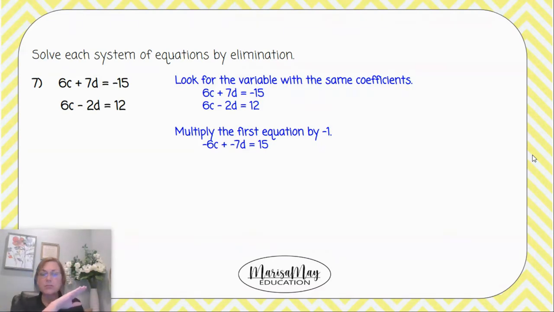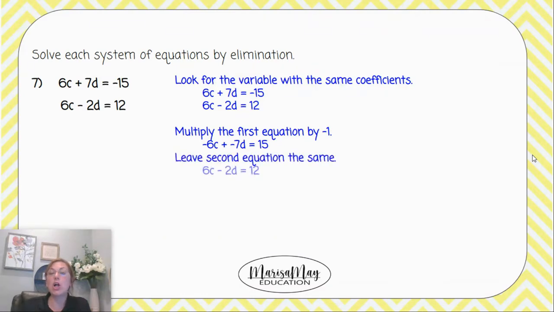And I can multiply the first equation by negative 1 as long as I do it to every single term in the equation. So now I'm going to take the first equation I multiplied by negative 1. I'll leave the second equation alone because I don't need both of them to change. I just need one of them. Now we're ready to add the equations because we've got those opposite coefficients.